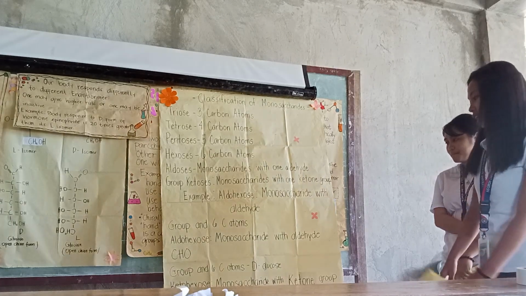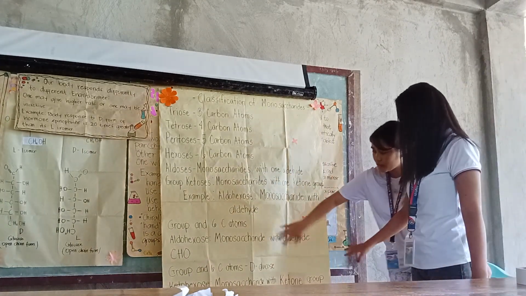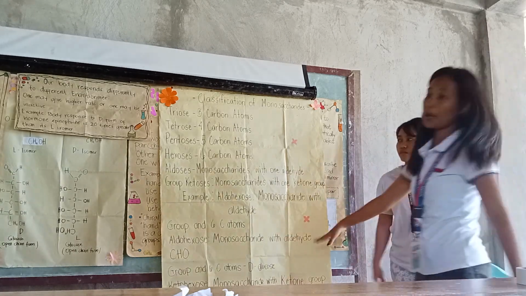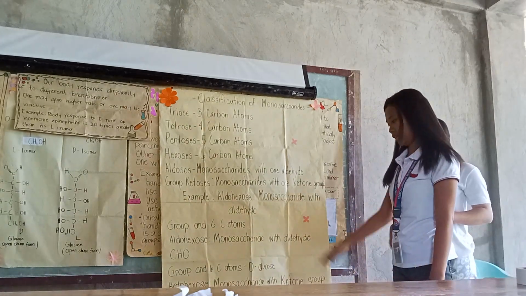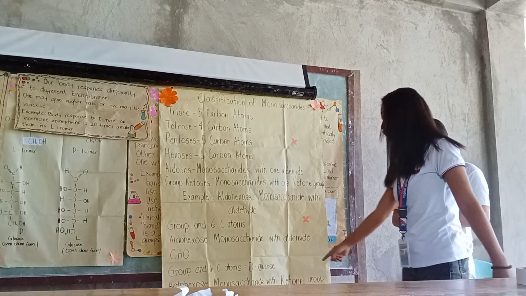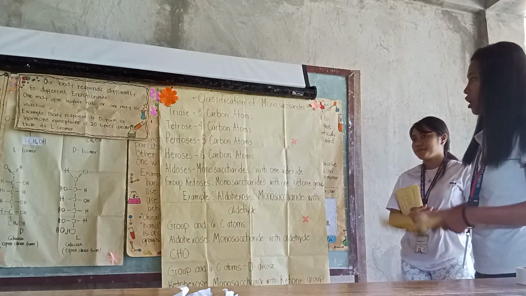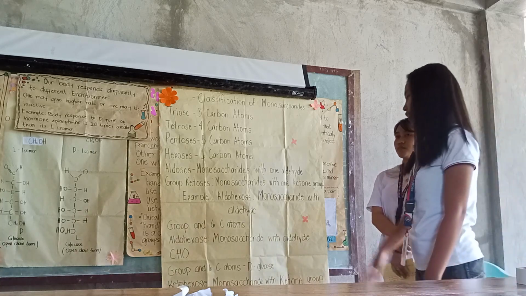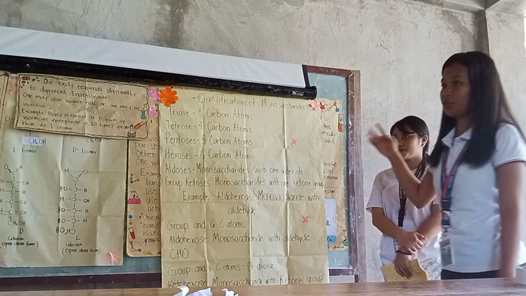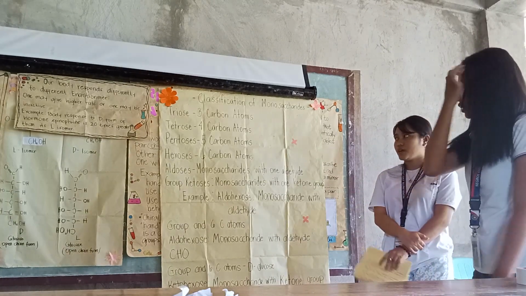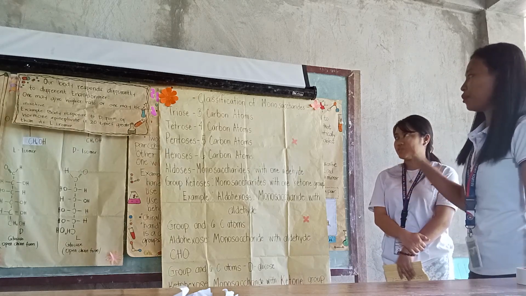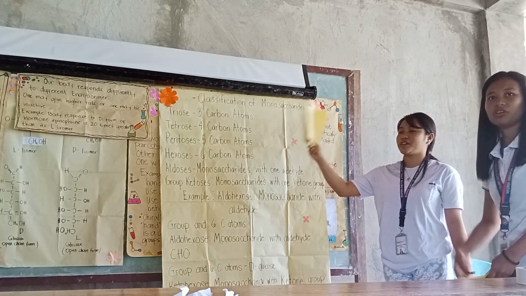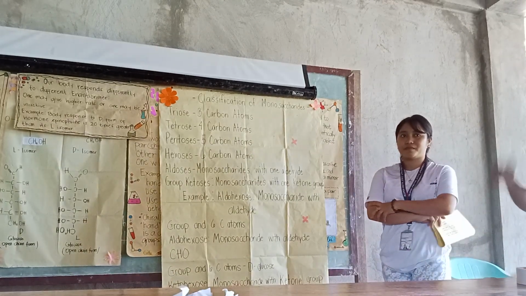Tapos, ketohexose, monosaccharides with ketone group and 6 carbon atoms. Same ra siya, ketone functional group ra siya. Tapos, og 3 carbon is ketotriose. Tapos, og 4 carbon, ketotetrose. Tapos, og 5, ketopentose. Same ra sila.